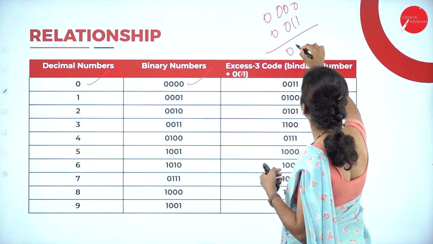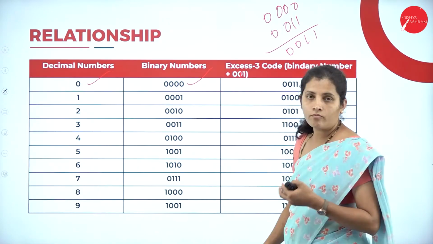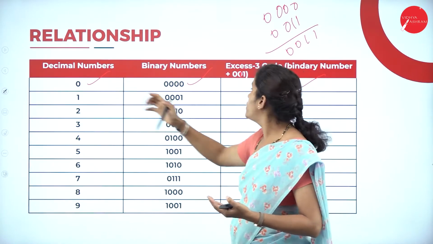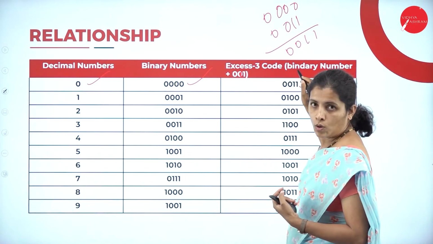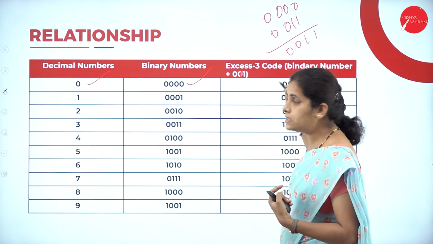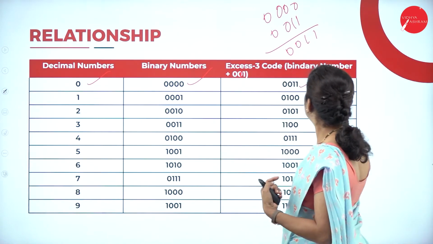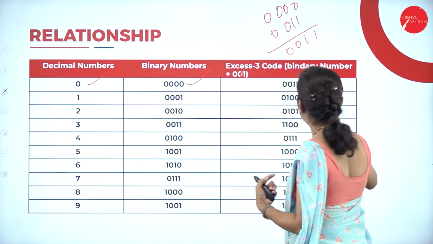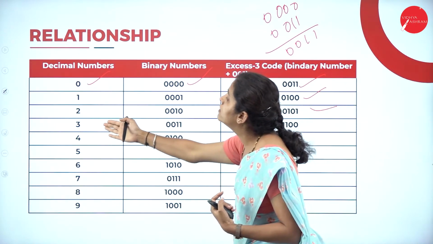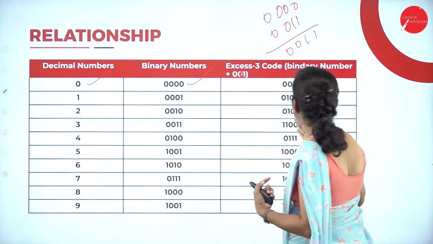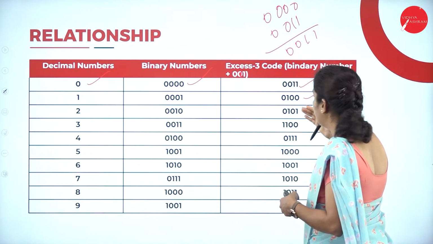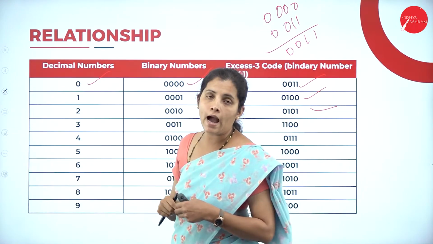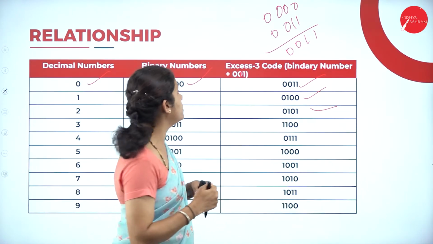So I'm going to get 0, 0, 1, 1. So the Xs3 representation for 0 is 0, 0, 1, 1. That is 3. For 1, the Xs3 code is 4. For 2, it is 5. For 3, it is 6. So it varies. That means whatever the binary number you have, you want to add 3 to that.